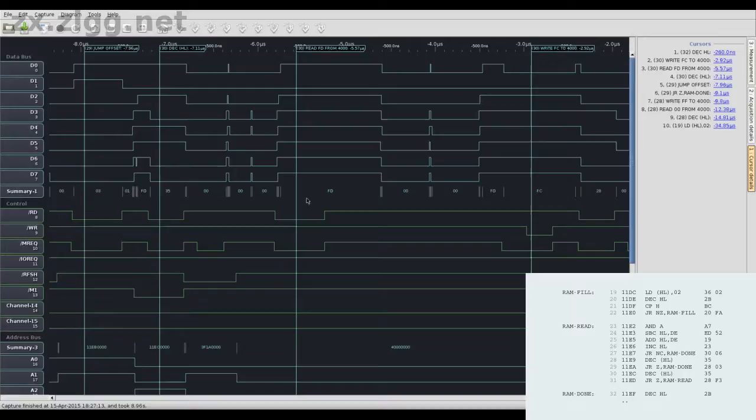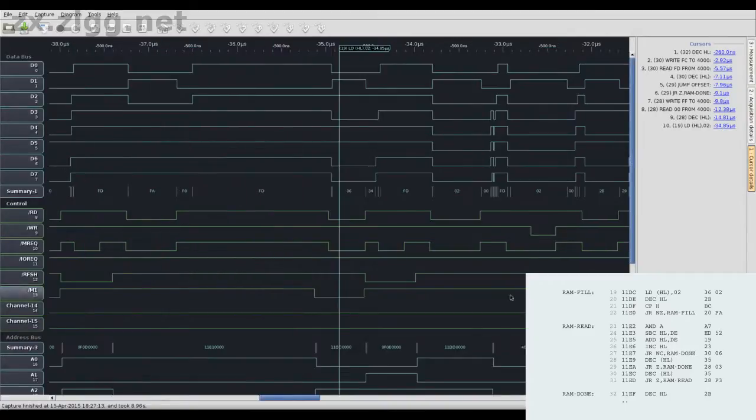I also want to confirm that the value 02 was originally written to this address, and because of the order in which these tests are carried out, that is, the RAM is filled starting at the highest possible address, going all the way down to the lowest address, and then tested in the reverse order, the point at which 02 was written to address 4000 should also be in this capture. And I found that here.